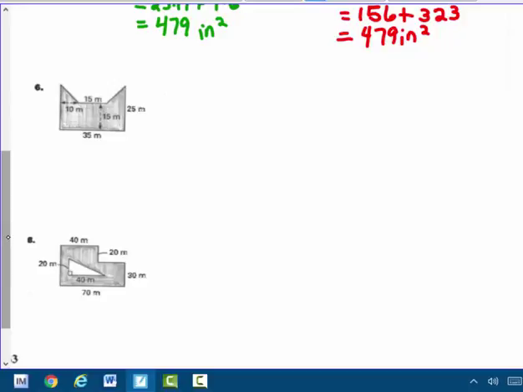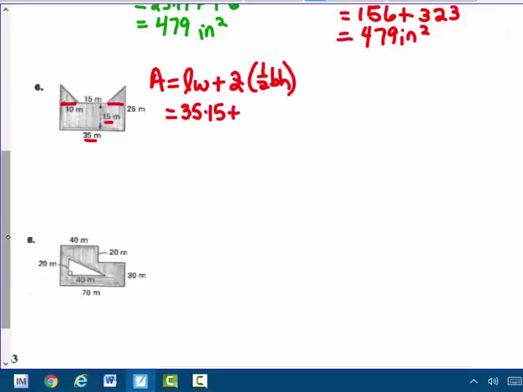Ooh, it's kind of like a little crown or something. Number 6. I could do rectangle plus 2 triangles, right? I'll do that one first. Area equals rectangle plus 2 triangles, 1/2 base times height. So that 2 times 1/2 is going to cancel each other. And the rectangle is 35 by 15. 35 times 15 plus, these will cancel.